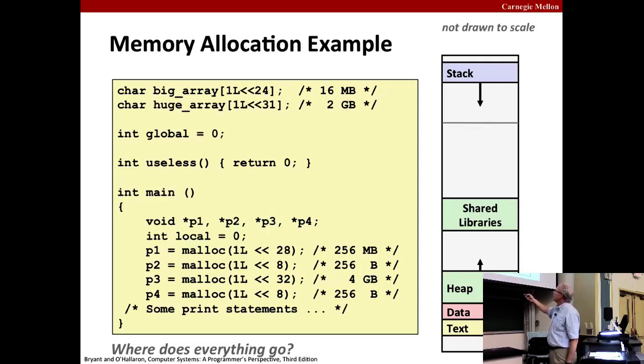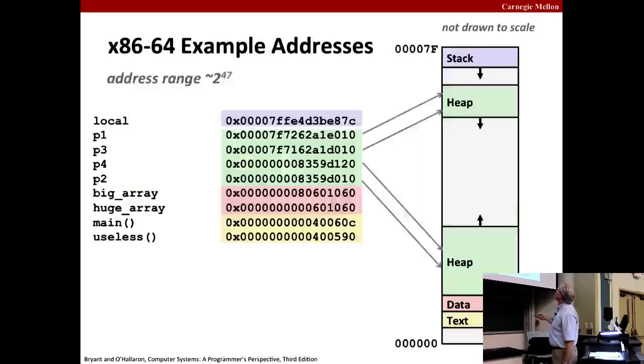And I also have here a global variable, and here's a function. And then there's a single function here with some local variable, and that will be allocated somewhere on the stack. And then there are several calls to malloc, some of which are for very small chunks of memory, and some are for very large chunks of memory. And so we can run this program and see what addresses pop out of it.